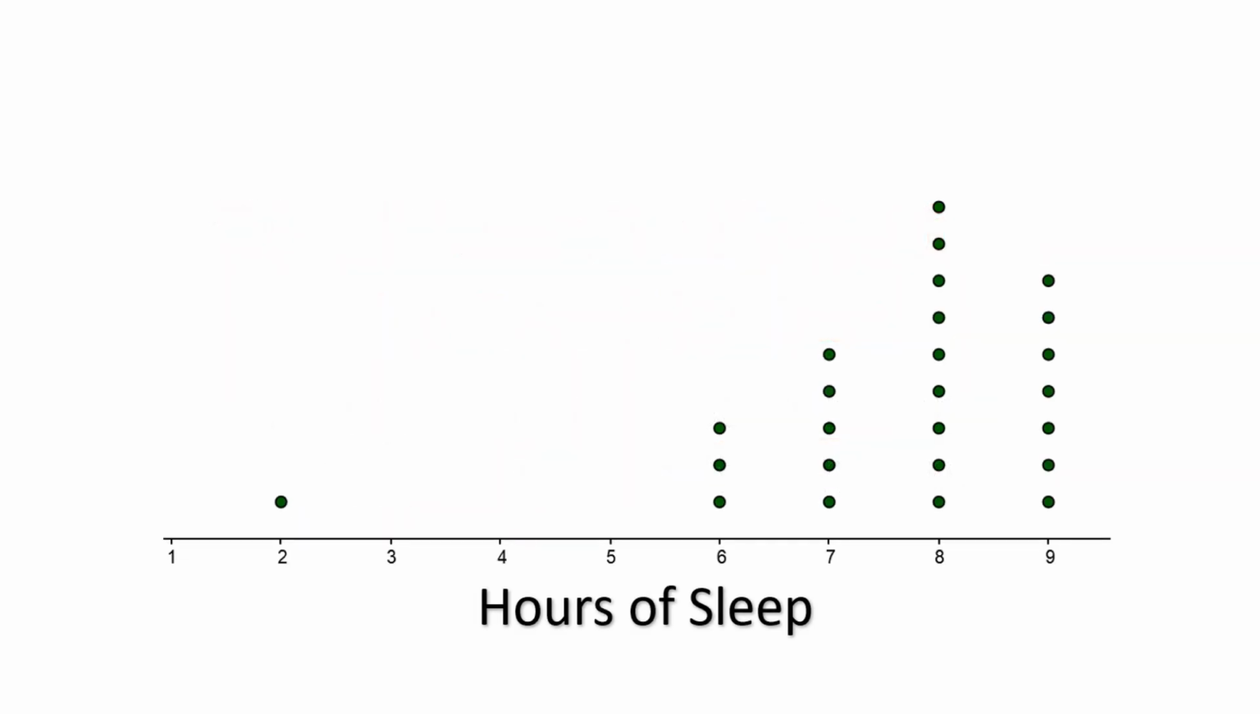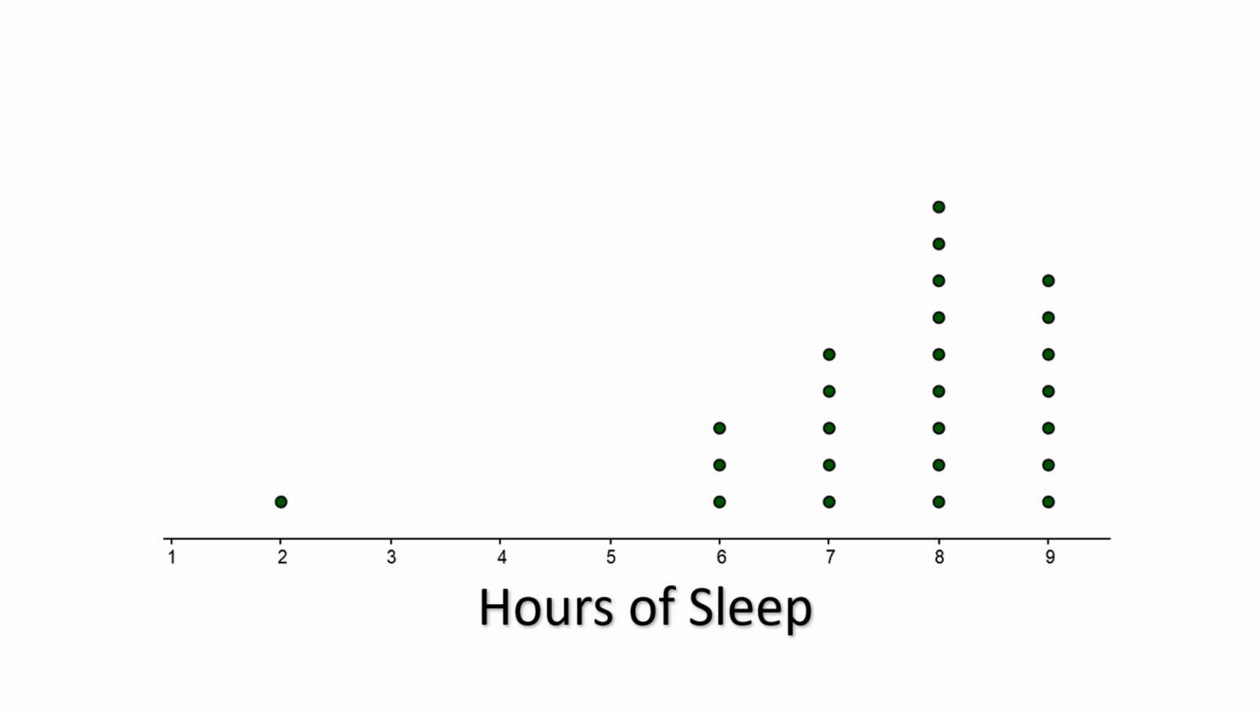So here is a graph of hours of sleep that students got last night. If you look at this data and I asked you, hey, what's the average number of hours of sleep a student got in this class, or what's typical, what's in the middle of the data in terms of how many hours of sleep did a student get in this class, what would you say?